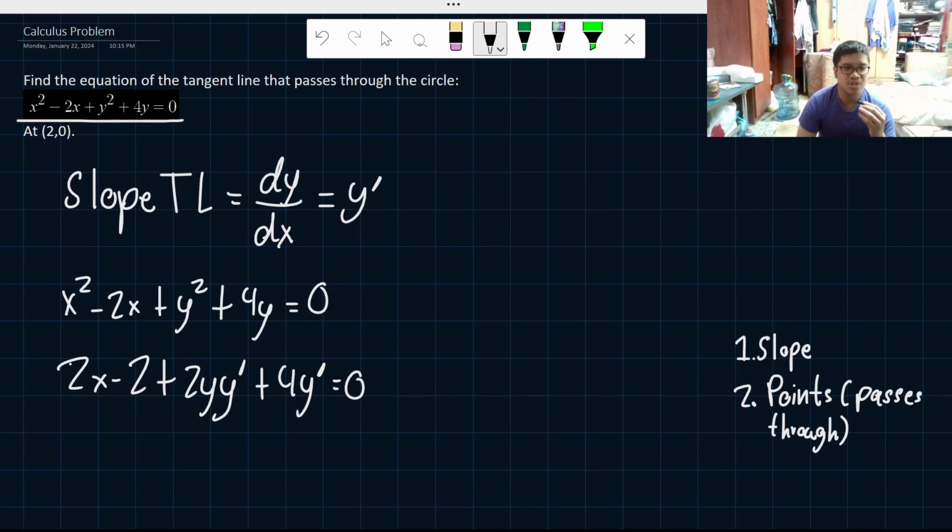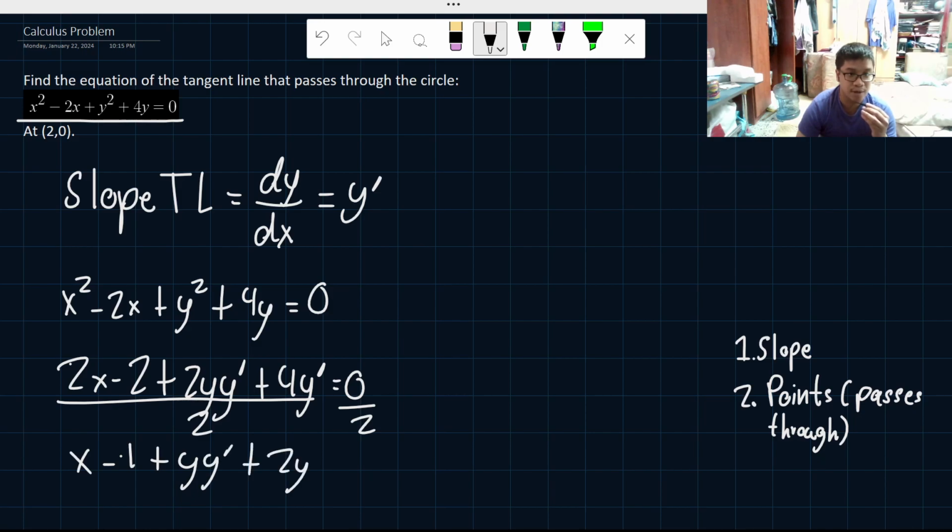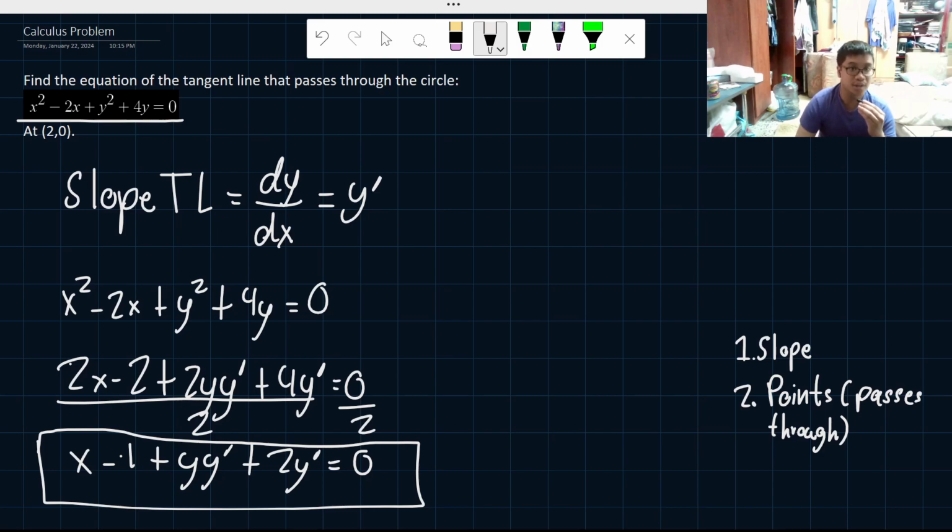But before that, I would like to simplify the equation here because if you take a look, all terms here on the left are divisible by 2. So here we can just divide both sides by 2 so that we can simplify the equation. So we will have x minus 1 plus y prime plus 2y prime is equal to 0. So this is the simplified equation, right?